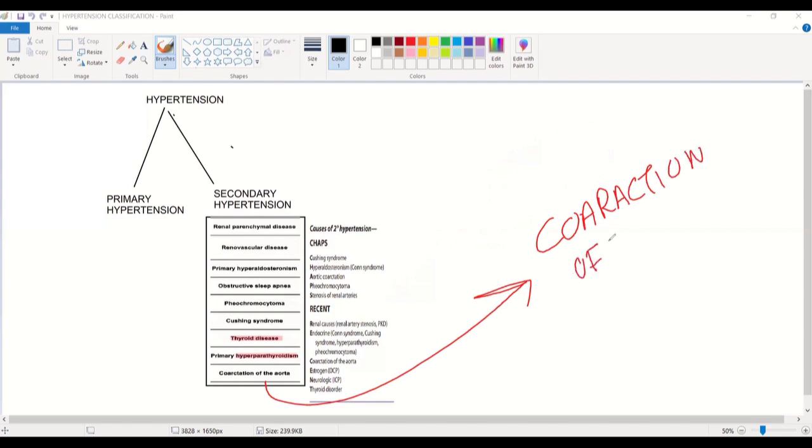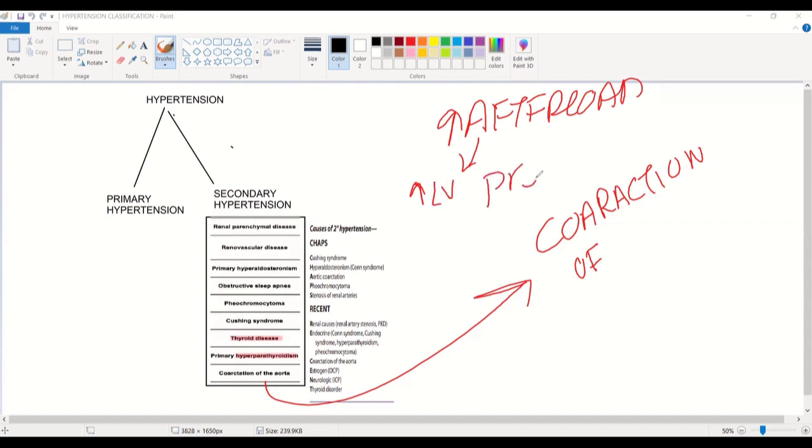And the last one is coarctation of aorta. What is a coarctation of aorta? Can anybody tell me? Narrowing of the descending aorta. Narrowing of the aorta means it will lead to increased afterload, and increased afterload leads to increased left ventricular pressure. So in this way, it will lead to increased blood pressure, right?